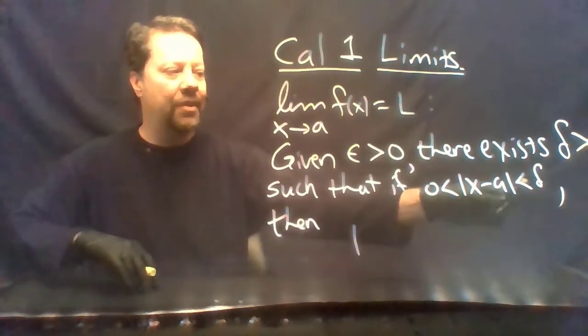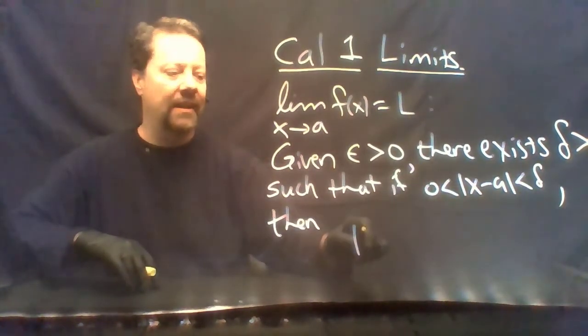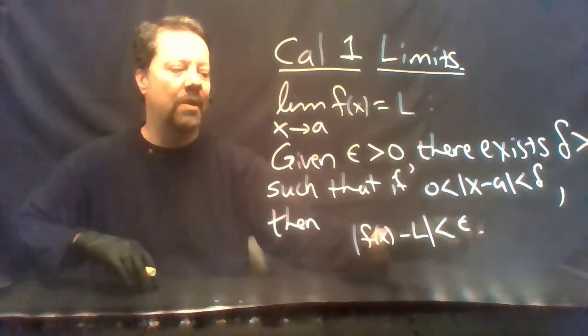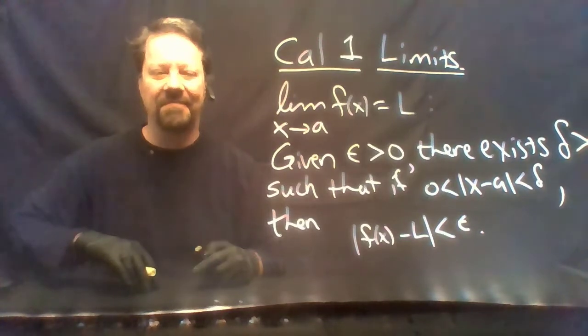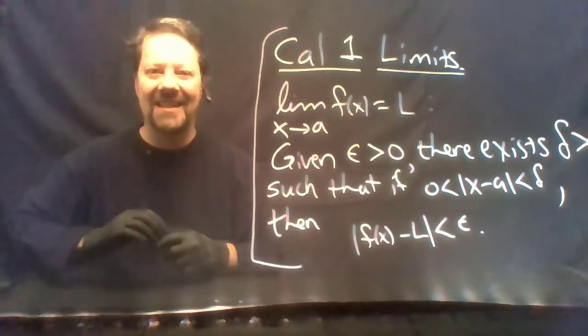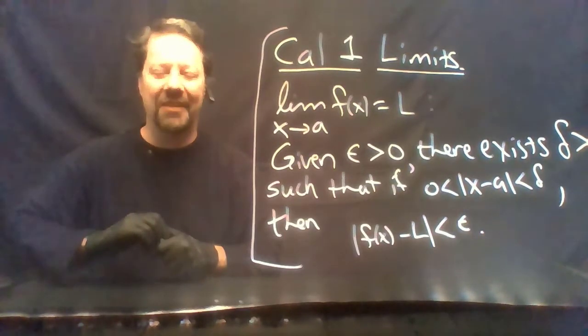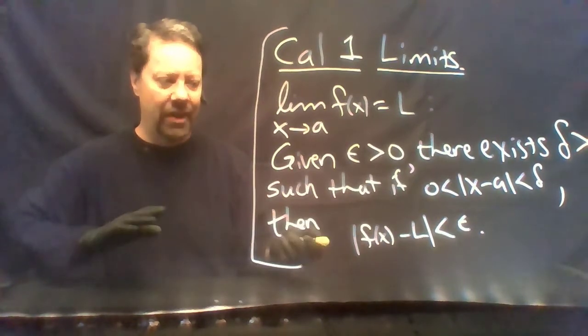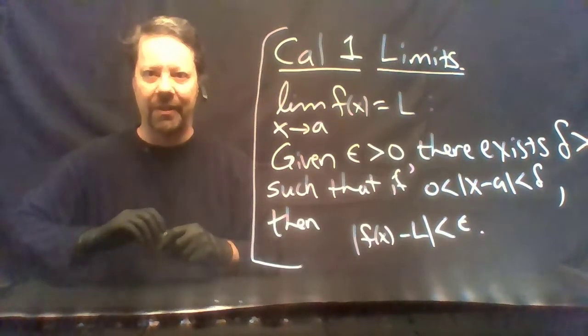If you get close in the domain, closer than delta, then the distance between f of x and L will be smaller than epsilon. Yep, the epsilon delta definition of limits from Calculus 1. Now let's see what is necessary to change in order to have a notion of limit for vector-valued functions.